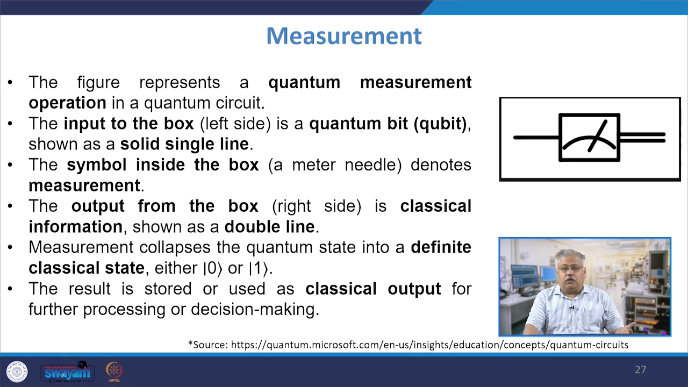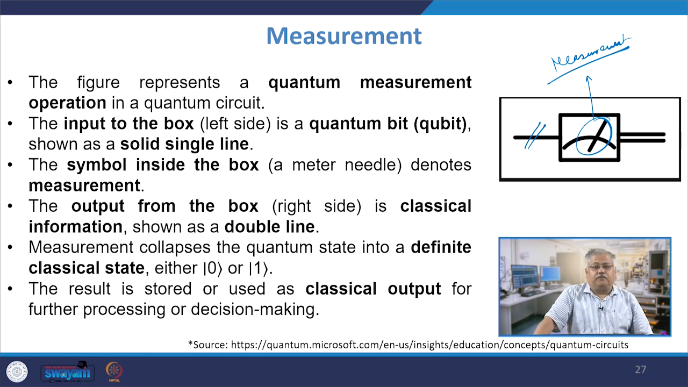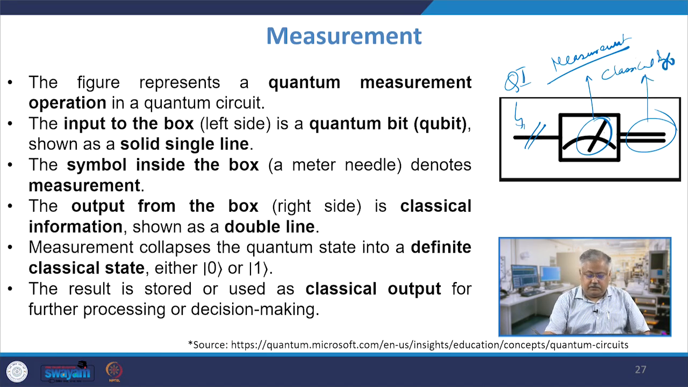Now let us look at a quantum measurement. This is a quantum measurement in a quantum circuit. The input to the box is a quantum bit, which I am assuming here. This is the measurement which I am doing. However, understand that this measurement does not influence the state of the qubit, and the output from the box is classical information. So this is my quantum information; I do a measurement and translate it to classical information, and therefore the measurement collapses the quantum state into a definite classical state.